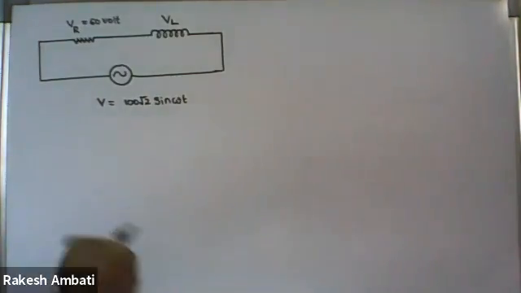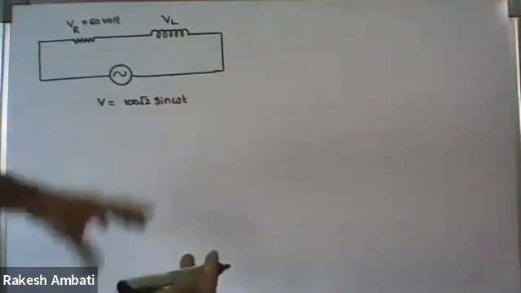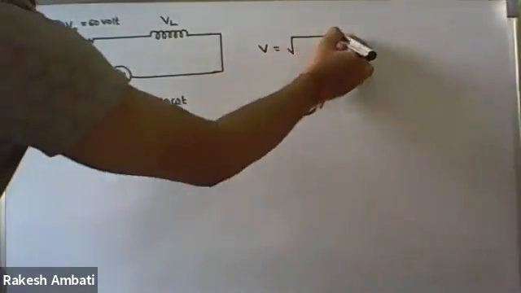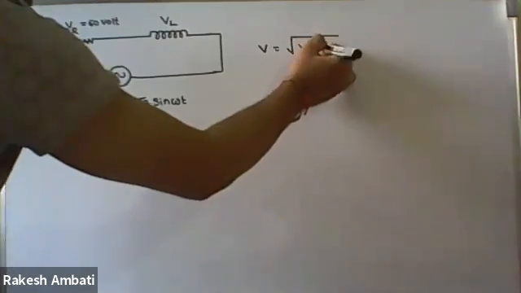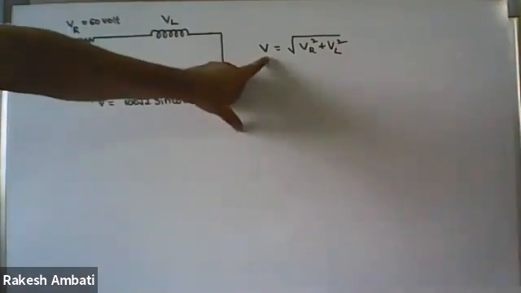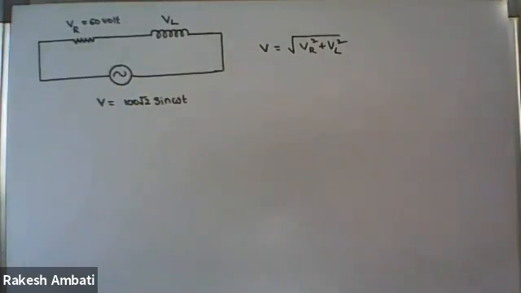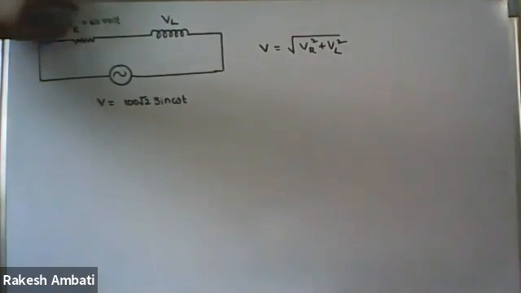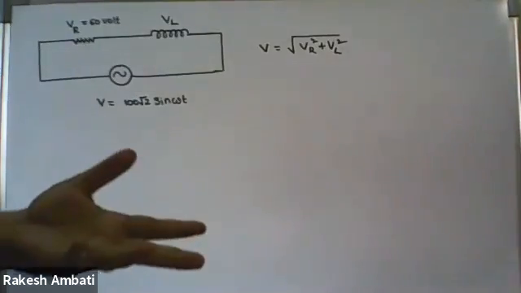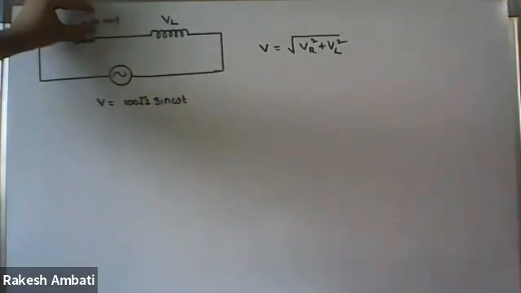Okay, you try to recall. In the case of LR circuit, how to find the resultant EMF? Root over VR square plus VL square. Correct? In LR circuit, finding resultant potential. I have a question. Now this VR is 60 volt. Is this 60 volt the maximum value or RMS value? RMS. Why? Because in alternating circuits, if any reading is given, this reading belongs to RMS.